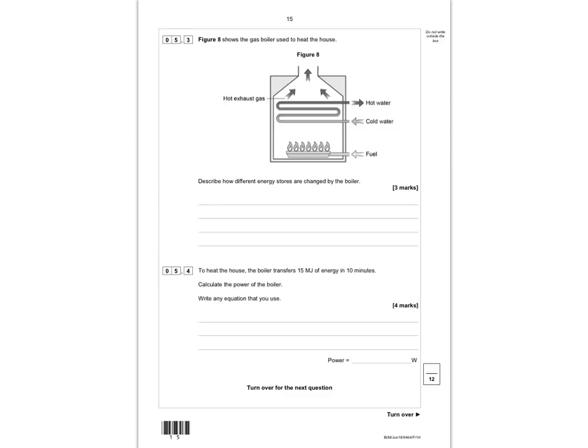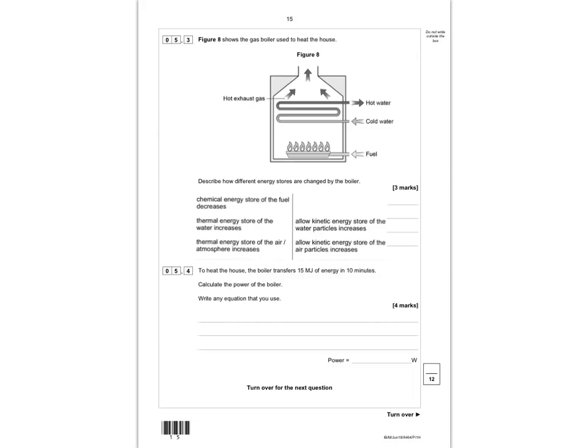In question 5.3, it says figure 8 shows the gas boiler used to heat the house. And in figure 8, you've got a hot exhaust gas here, hot water going this way, cold water coming in, and hot water going out, and you've got the fuel underneath. It describes how different energy stores are changed by the boiler. So what I've done is I've dropped the mark scheme in here, and I'll just talk you through that, so you get a mark for each of these different points that we're going to put on.